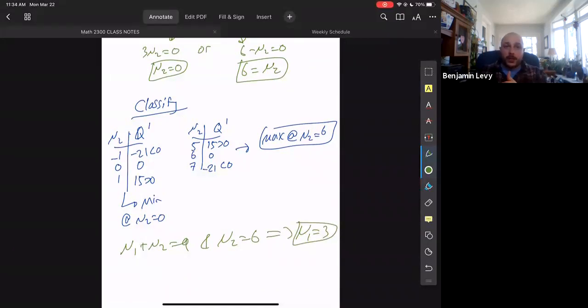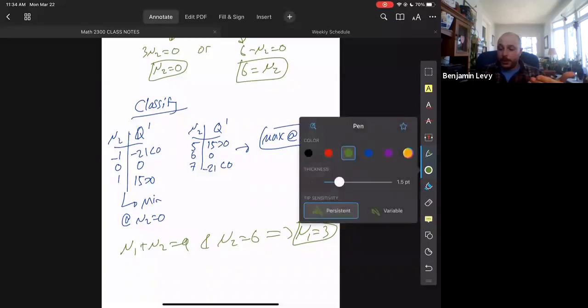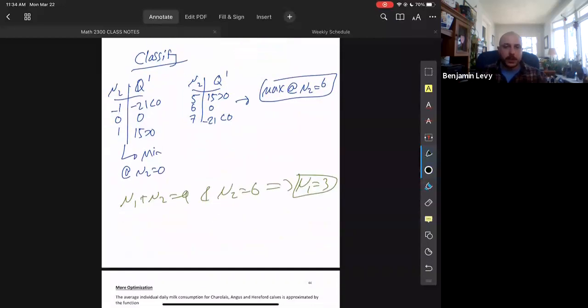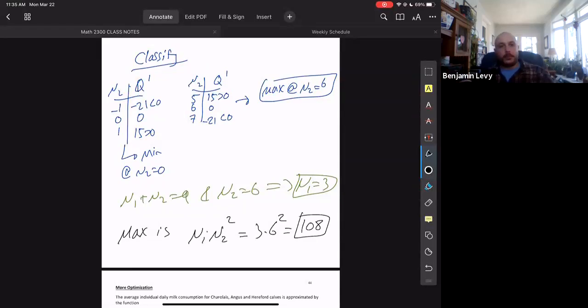And if we want to know the max value, which is not the question, but sometimes the question might be, what is the maximum value? Then we just plug them into the formula again, right? So the max is n1 times n2 squared, which is going to be 3 times 6 squared, 18 times 36 is 108. So the biggest number you can get where you do n1 times n2 squared, where those two numbers add up to 9, is 108.